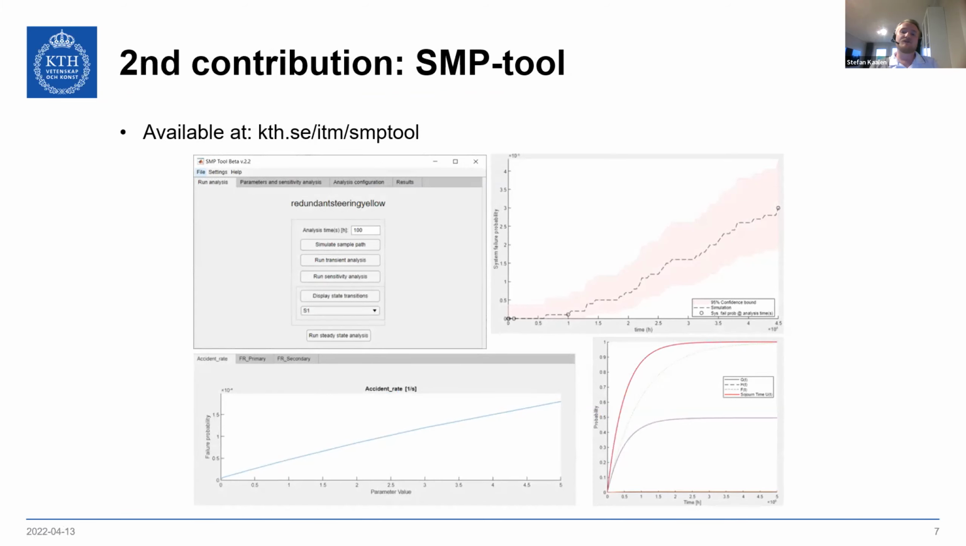As a second contribution, we implemented support for SSF models within the SMP tool. And with that, analysis can be performed of SSF models which have been modeled in Stateflow. So we can perform, for example, transient analysis and sensitivity analysis. For more details, read the paper.